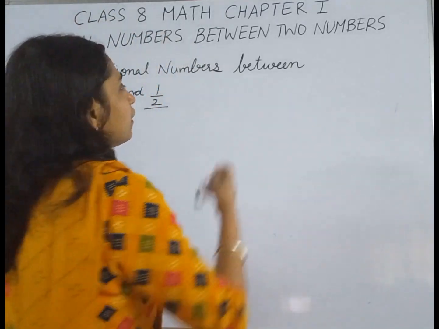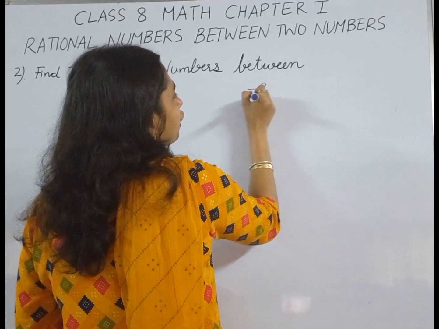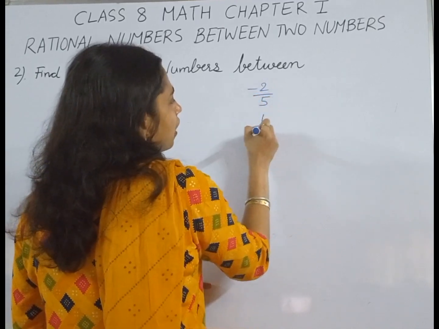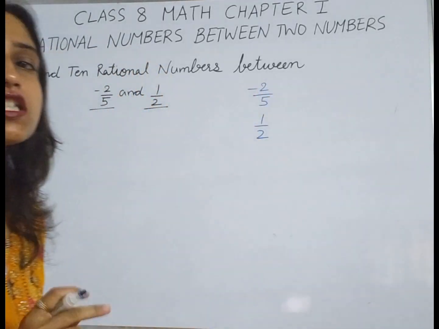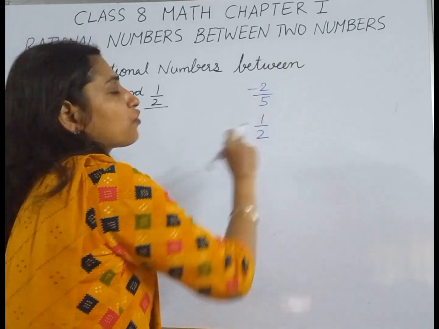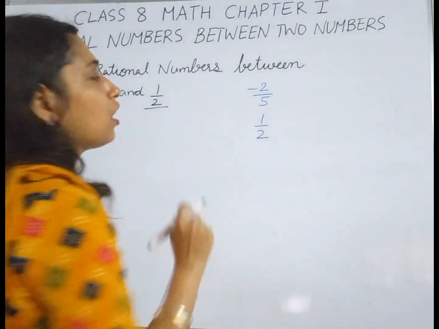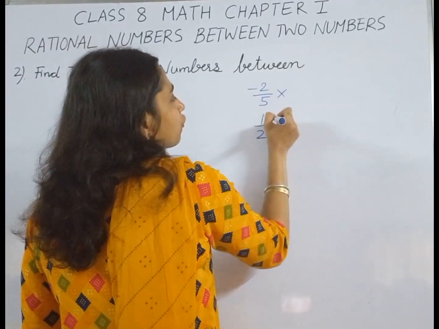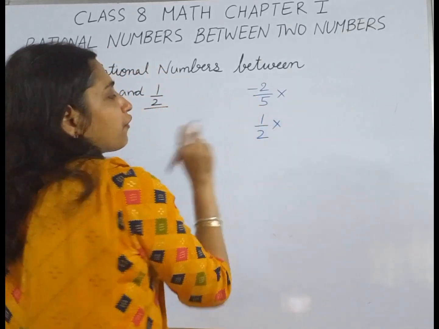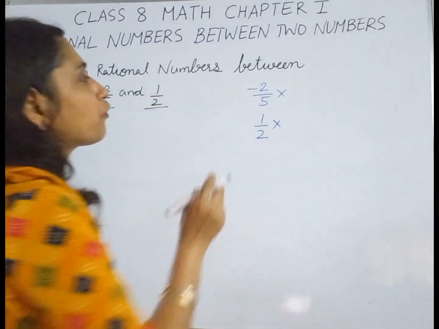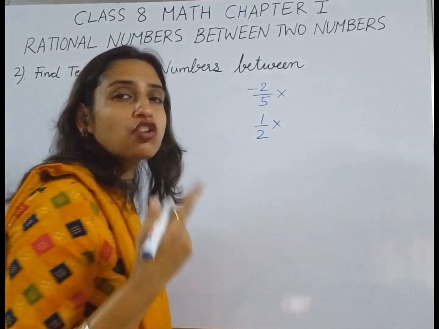Firstly, we can see that the denominators of these two terms are different. So firstly, we have to make the denominators of these two terms equal. How can we make the denominators equal? The LCM of 5 and 2 is 10. So we can make the denominators equal to 10.